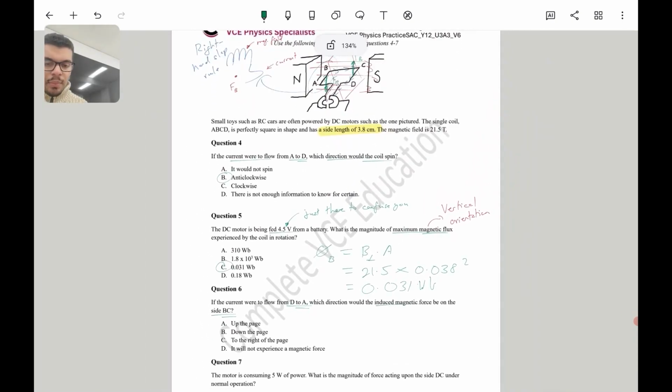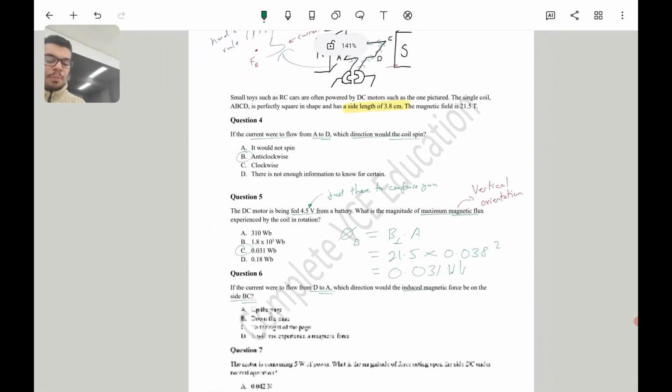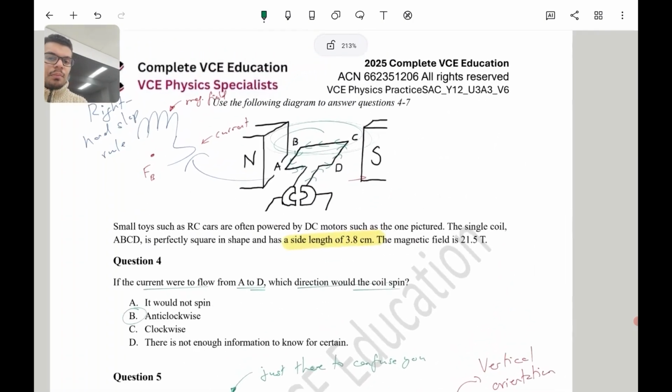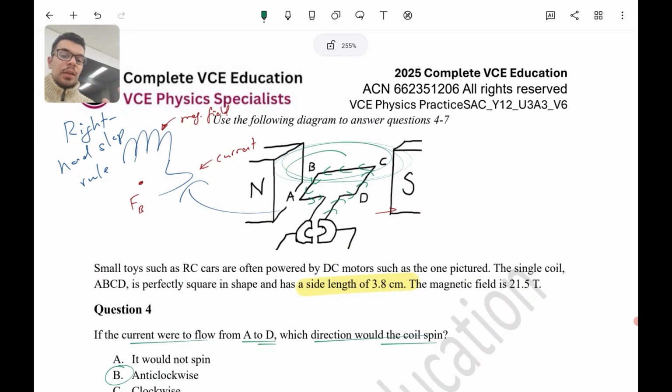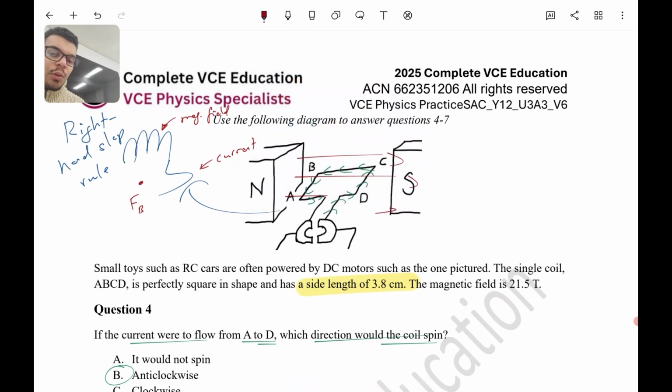So now the current is flowing from D to A. So let's remove this. And now we're saying the current is flowing in this manner. So guys, you can repeat the exact same procedure as before. You can figure out the magnetic force inside BC. Now, side BC here is parallel to our magnetic field lines. So there's one small difference between this question and the previous questions that we've done. You can't actually use the right-hand palm rule for this because the current is parallel to the field.